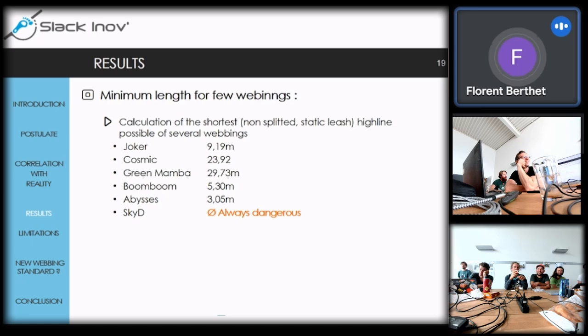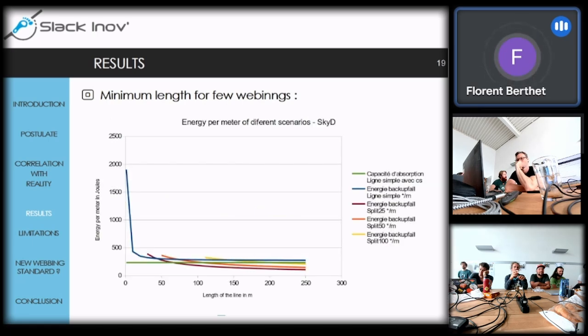But without any splits. So now you can look at the curve of the Skydy, look at the green capacity of the line, including the safety factor. We are always above the curve if you look at the energy of a backup fall. But hopefully, if we split the line, we have the split 25, 50 and 100 meters long. It allows us to pass below the green curve, to remain in the safe zone.